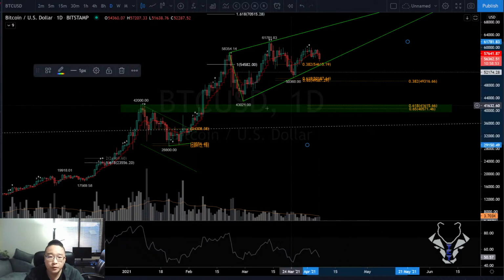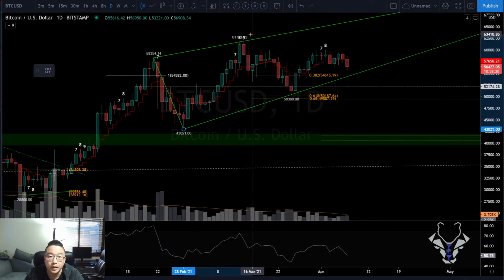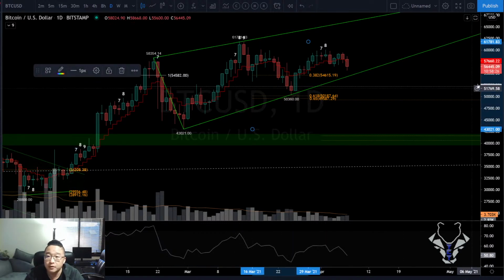If we do break down from here, what I'm looking at would be a back test of this previous high, 42,000. Still haven't back tested. The last time that we pulled back was 43,000. Missed it by $1,000. So bounce from GP, very nice. Lack of follow through, a little bit of a red flag. If you're in Bitcoin, be careful. I've been saying that for a long time on Bitcoin.